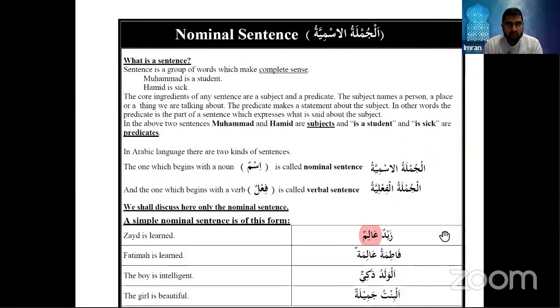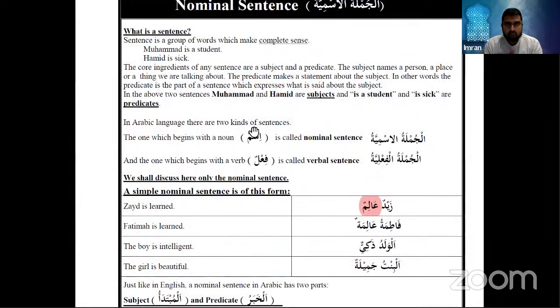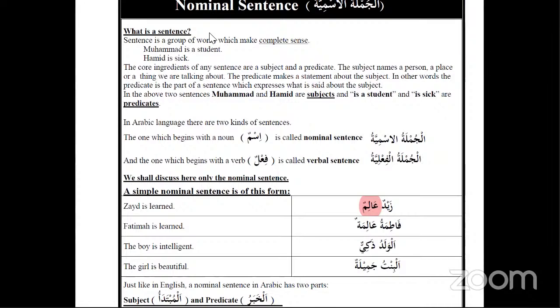Can I request Shahla Anjum? Shahla Anjum? Assalamu alaikum. Alaikum salam.